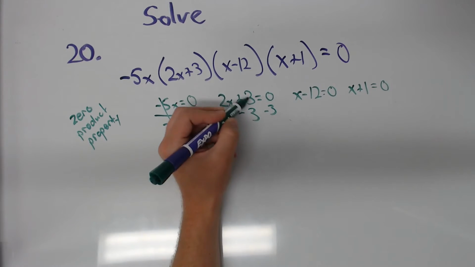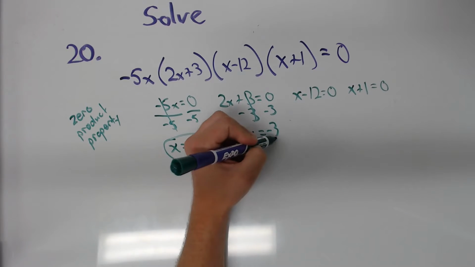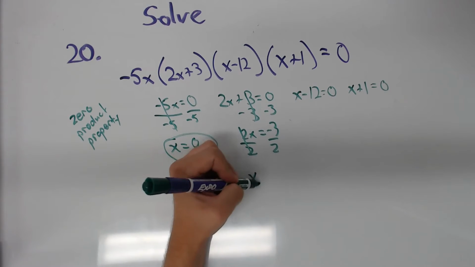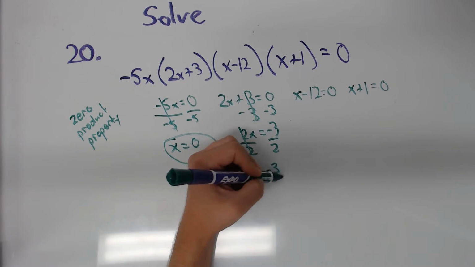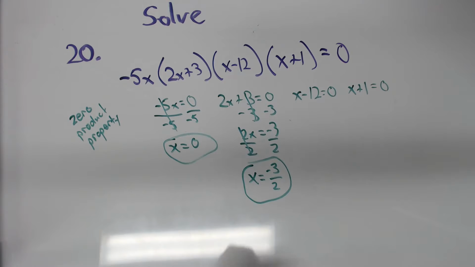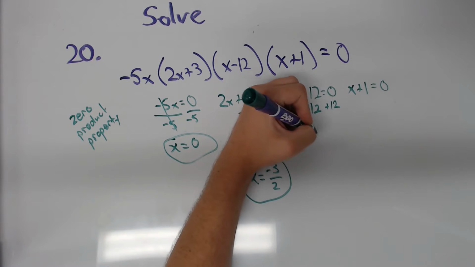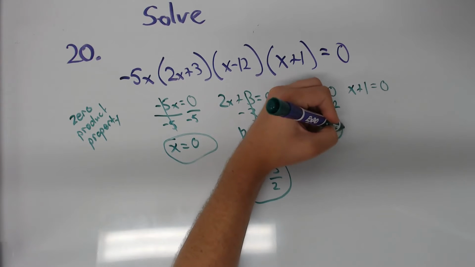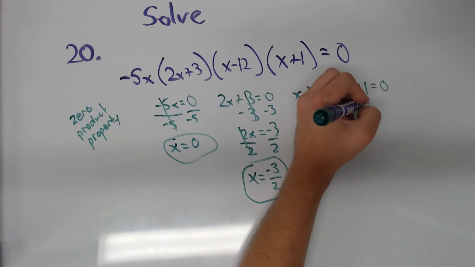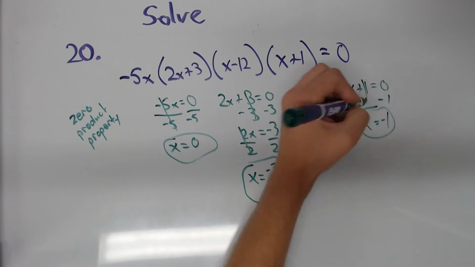Minus 3. 2x equals negative 3. Then I have to divide by 2. Negative 3 over 2. Or negative 1.5. Same thing. Then I add 12. X equals 12. That one was quick. Then minus 1, minus 1. X equals negative 1. That one was quick as well.